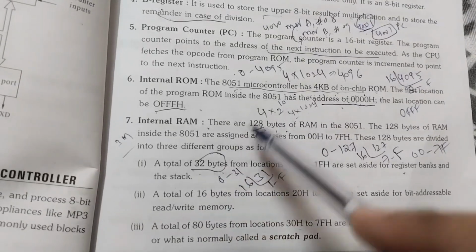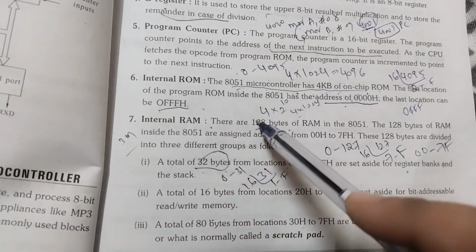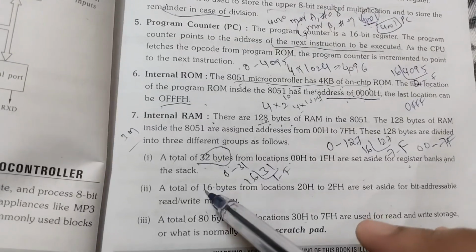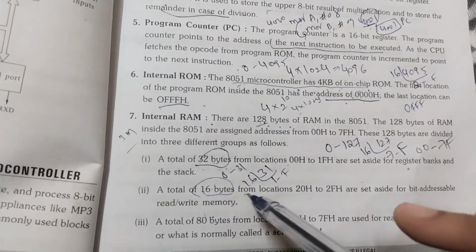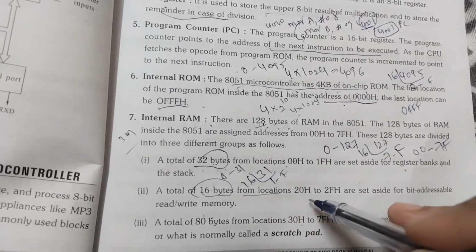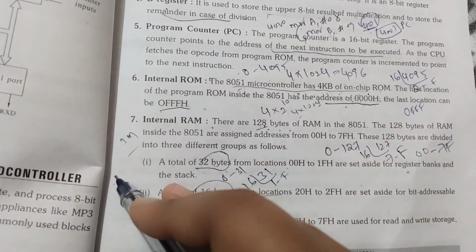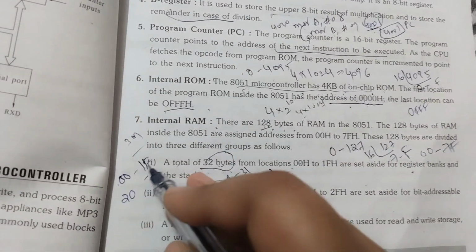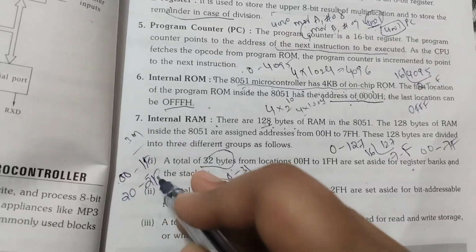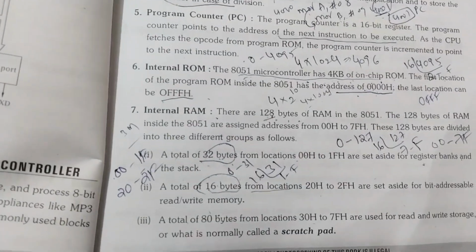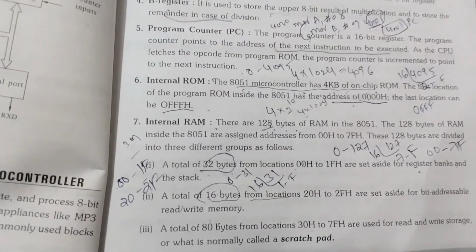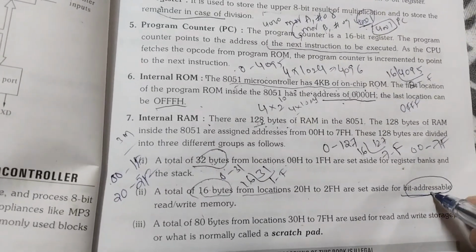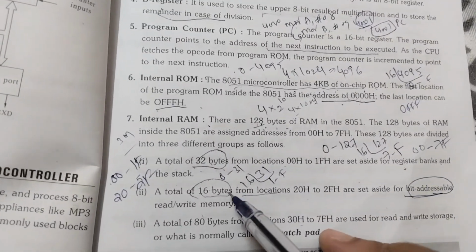and the stack. Next, out of 128 we have accounted for 32 and the rest is 96. Out of 96 we have 16 bytes whose location is from 20 to 2F. We already have 00 to 1F; after 1 we have 2, and F means 0 again, so 20 to 2F. These next 16 bytes are used for bit addressable read and write. So the memory capacity of bit addressable is 16 bytes.